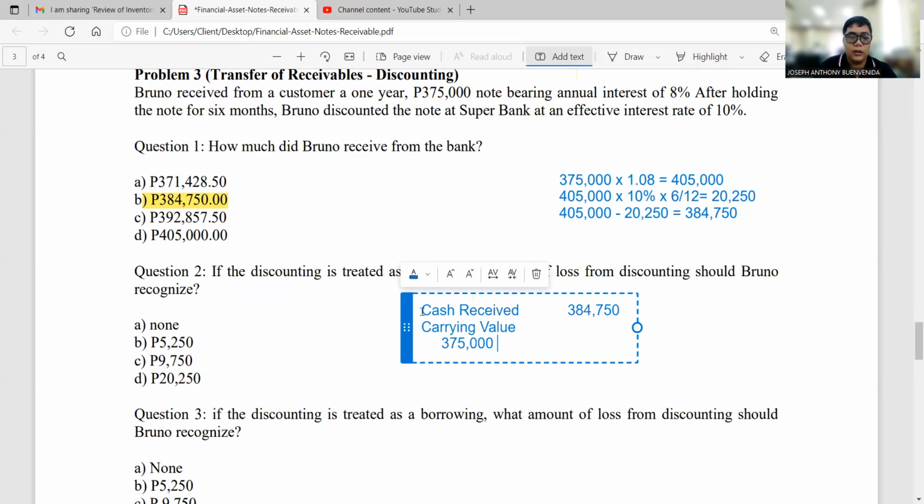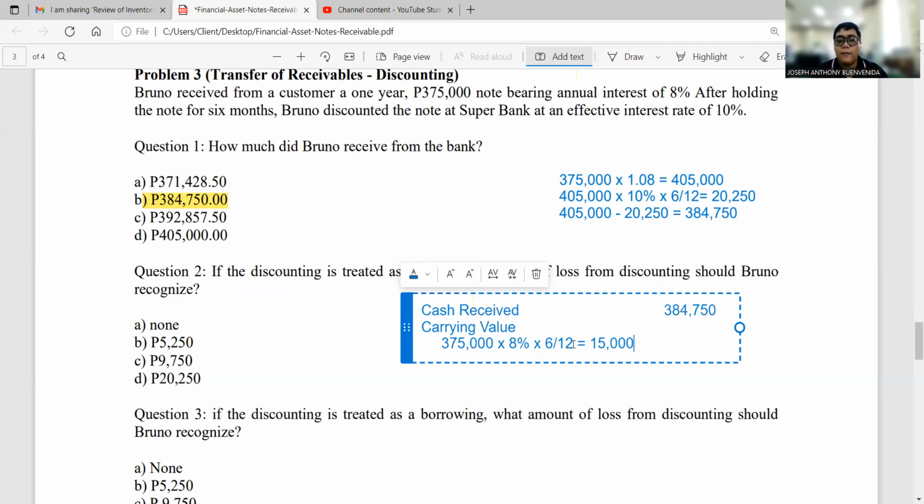375,000 times 8% times 6 divided by 12. So how much is that? Divide by 12. Okay, so $15,000. So that is the actual accrued interest of the note.